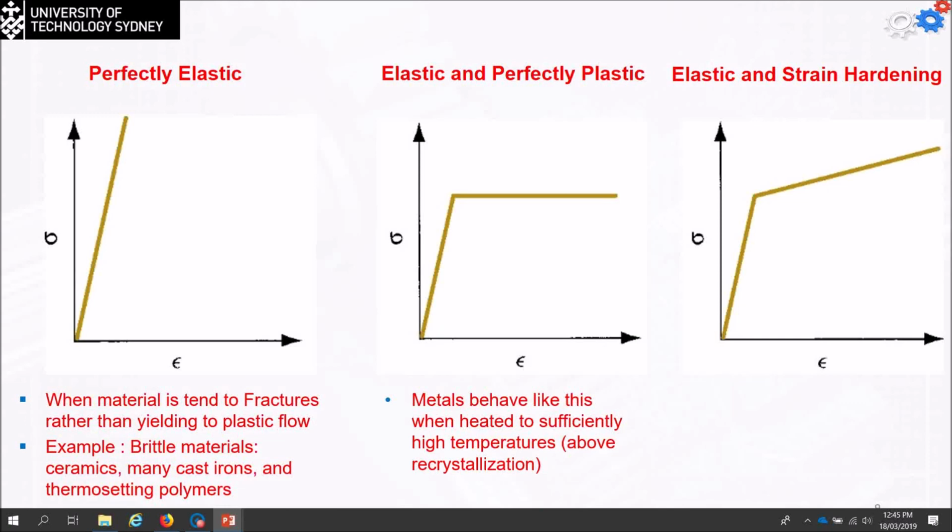The other type is elastic and strain hardening. In this case, the value of the K is going to be more than the yield point, and the value of the slope is going to be more than 0. Most ductile materials behave like this when they are cold worked, like a metal sheet when you try to bend it. It's always going to be an elastic and strain hardening material.